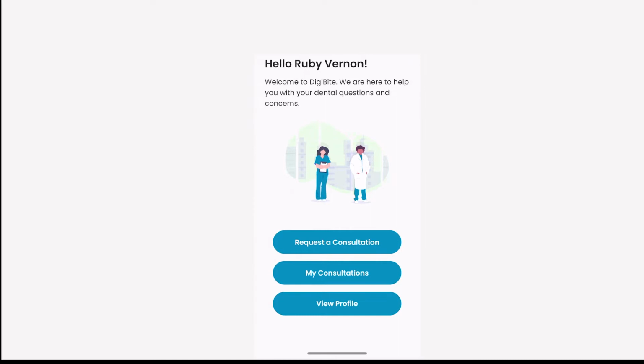On the home page, you have three main options. Request a consultation. Here, you can request either a live consultation or submit a request for review. My Consultations, where you can view all upcoming and past consultations, and View Profile, where you can view and update your profile information.